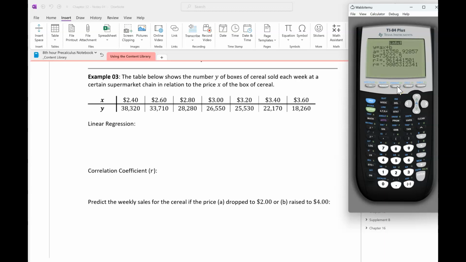Is it just the normal lin reg that we're doing? That's what it says, linear regression. Okay. It doesn't even ask for a plot. It doesn't ask for a scatter plot. It asks for the linear regression, the correlation, then a prediction.